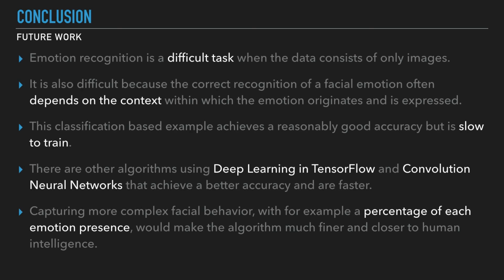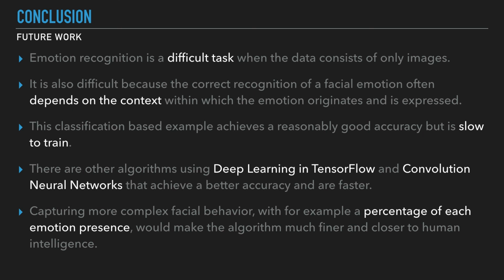For the conclusion, I would like to talk about some future work and give a summary for this presentation. So emotion recognition, as you saw, is a difficult task when the data consists of only images. It is also difficult because the correct recognition of a facial emotion often depends on the context within which the emotion originates and is expressed. This classification-based example achieves a reasonably good accuracy but is slow to train.